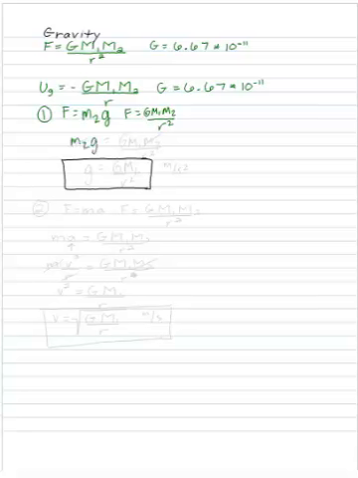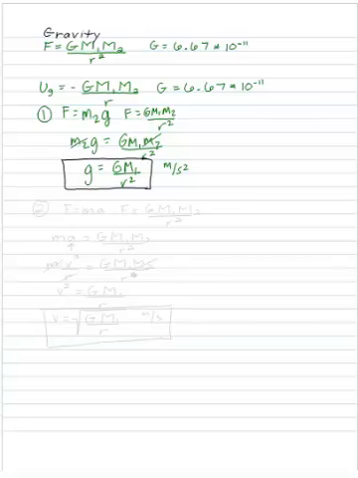and we get M2g equals G M1 M2 over R squared. Then we can cancel out the M2 and get g, the gravitational pull, equal to G, the constant, times M1 over R squared. The units of this are meters per second squared because it's an acceleration.